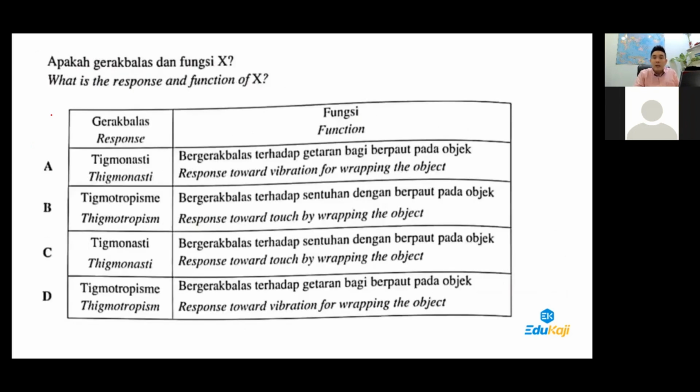Okay, 27 here, you should get thigmotropism. Okay, they respond towards touch by wrapping around the object. Thigmotropism.